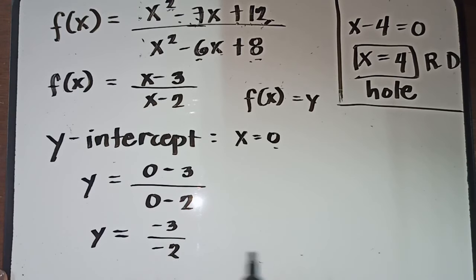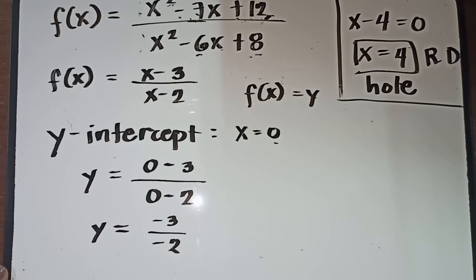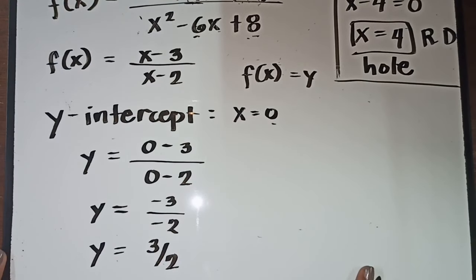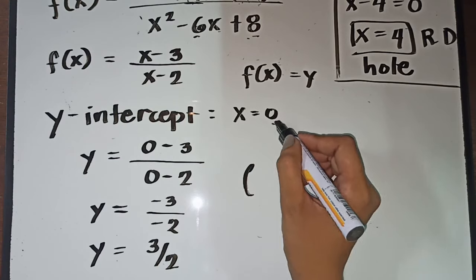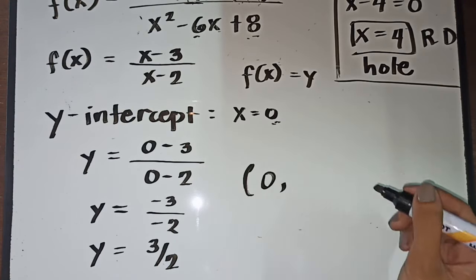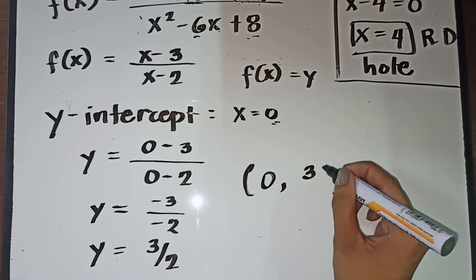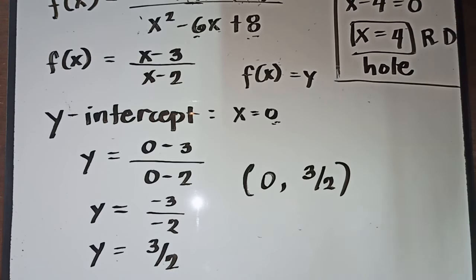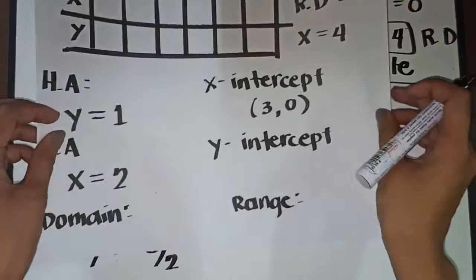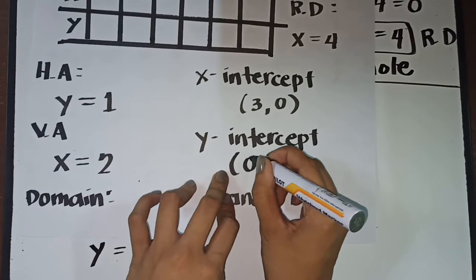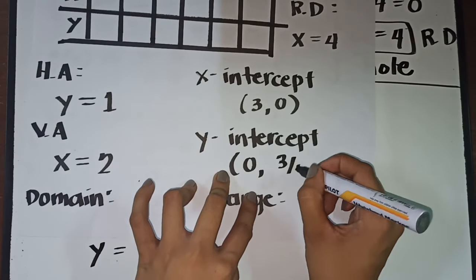Okay, so negative 3 divided by negative 2. So negative divided by negative, the answer is positive. So y is equal to positive 3 over 2. So we're looking for the y-intercept. So ordered pair. So the value of our y-intercept is x is 0 and y, which is 3 over 2. Again, our y-intercept is 0 and 3 over 2.